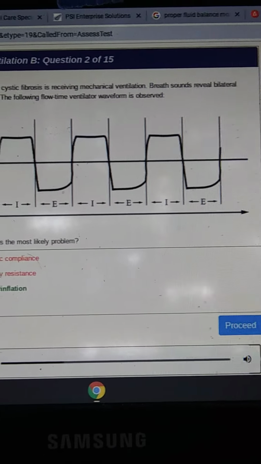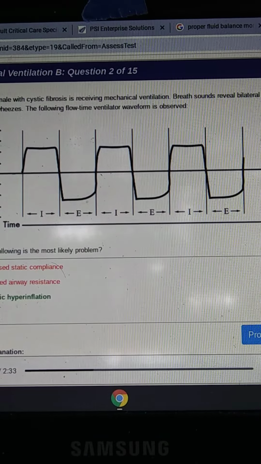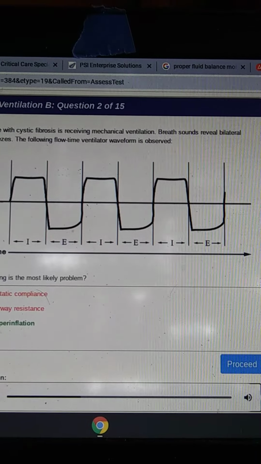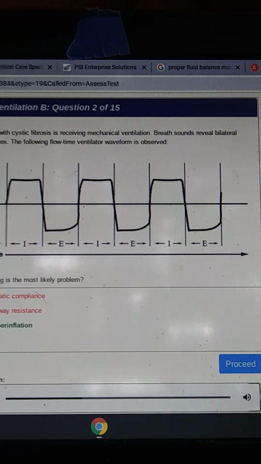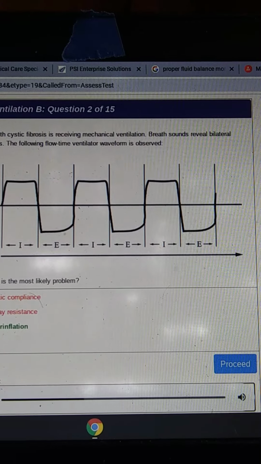We might call that air trapping, or we might also call it dynamic hyperinflation, also known as auto PEEP or intrinsic PEEP or occult PEEP or sneaky PEEP or whatever you want to call it. But it means that there's not enough time to exhale.